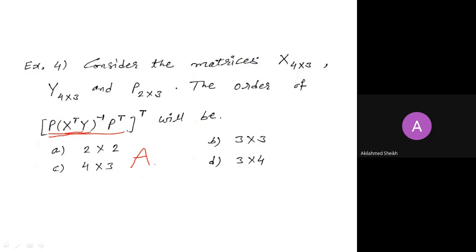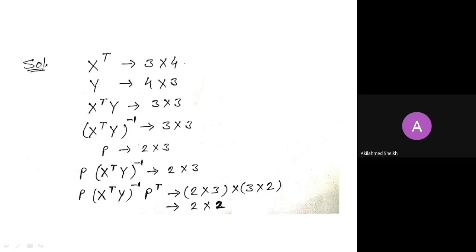Here we know that if capital A is a matrix of order, suppose, m by n, then its transpose gives order n by m. It is the order of A transpose. So first of all, we have the given matrix, its order here 4 by 3. First we have to find X transpose, its order becomes 3 by 4.